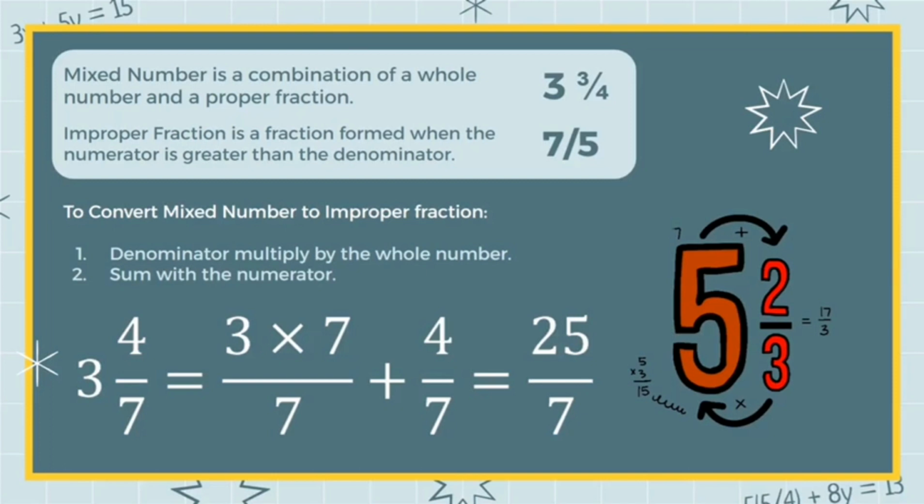First, multiply the denominator by the whole number. The denominator is 7 and the whole number is 3. So 3 times 7, then we add the numerator, which is 4. So 3 times 7 plus 4, and we will get 25. The denominator will always remain the same. So the answer will be 25/7.